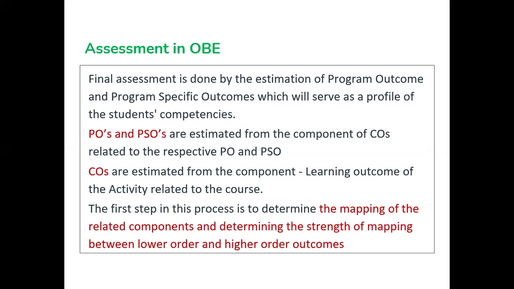The first step in this process is to determine the mapping of the related components and determine the strength of mapping between lower order and higher order outcomes. Lower order outcome means COs, higher order outcome means POs and PSOs.